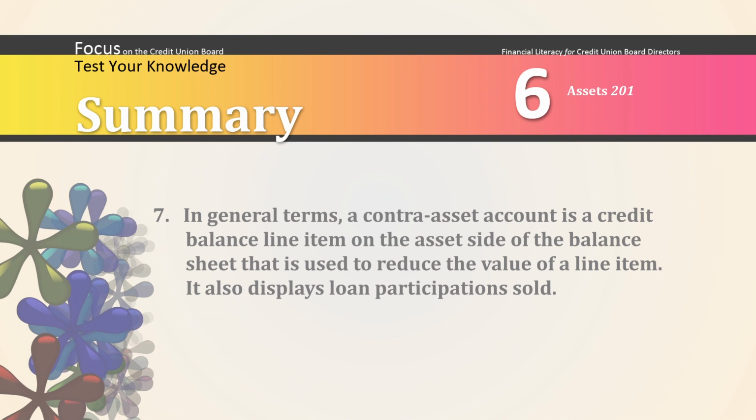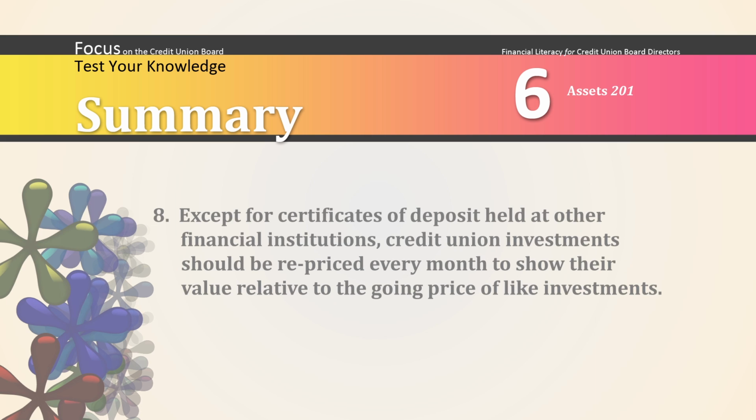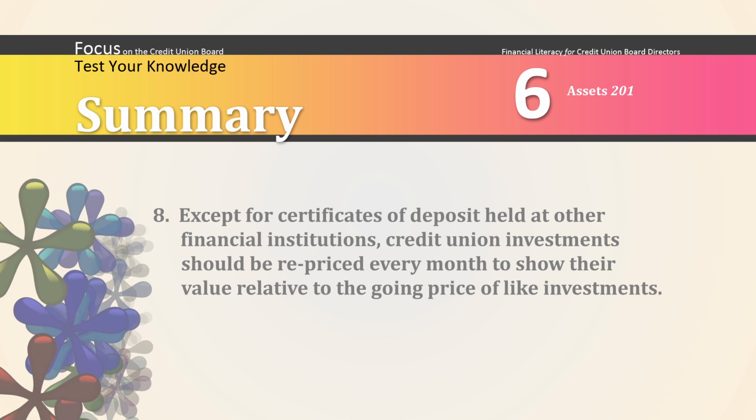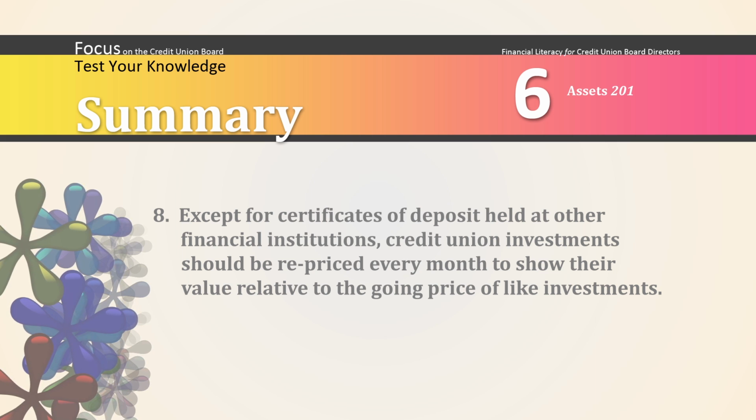In general terms, a contra-asset account is a credit balance line item on the asset side of the balance sheet that is used to reduce the value of a line item. It also displays loan participations sold. Except for certificates of deposits held at other financial institutions, credit union investments should be repriced every month to show their value relative to the going price of like investments.